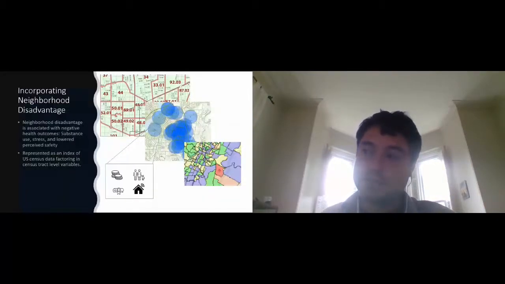Previous research using neighborhood disadvantage has found an association with negative health outcomes, such as substance use, stress, and lowered perceived safety. For this study, neighborhood disadvantage is represented as an index of U.S. Census data factoring in census tract level variables. These variables include percentage of households with income below the poverty line, percentage of female-headed households with children, percentage of adults with a bachelor's degree or higher, and percentage of owner-occupied housing units.